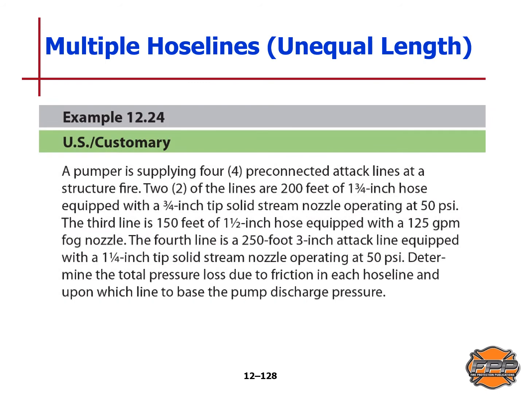Let's look at example 2.24. A pumper is supplying 4 pre-connected attack lines at a structure fire. 2 of the lines are 200 feet of 1 3/4 hose equipped with 3/4 inch tip solid stream nozzle operating at 50 psi. The third line is 150 feet of a 1.5 inch hose line equipped with a 125 gallon fog nozzle. The fourth line is a 250 foot 3 inch attack line equipped with a 1 1/4 inch tip solid stream nozzle operating at 50 psi. Determine the total pressure loss due to friction in each hose line and upon which line to base the pump discharge pressure.